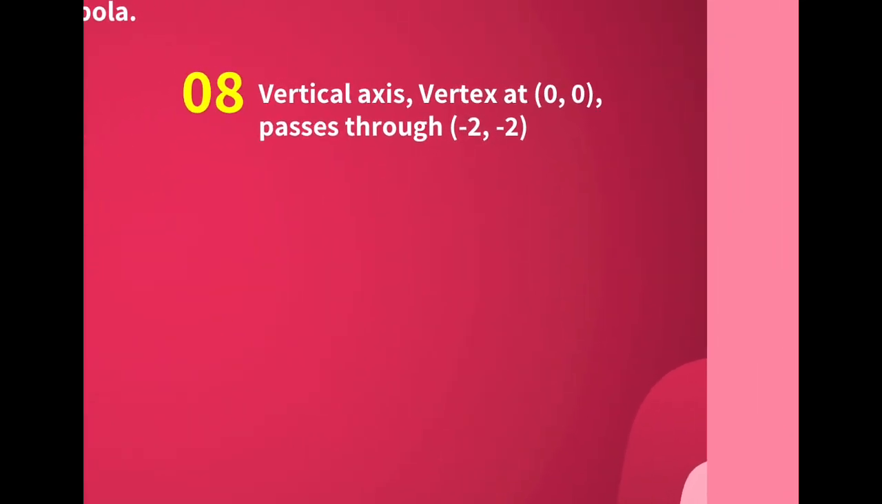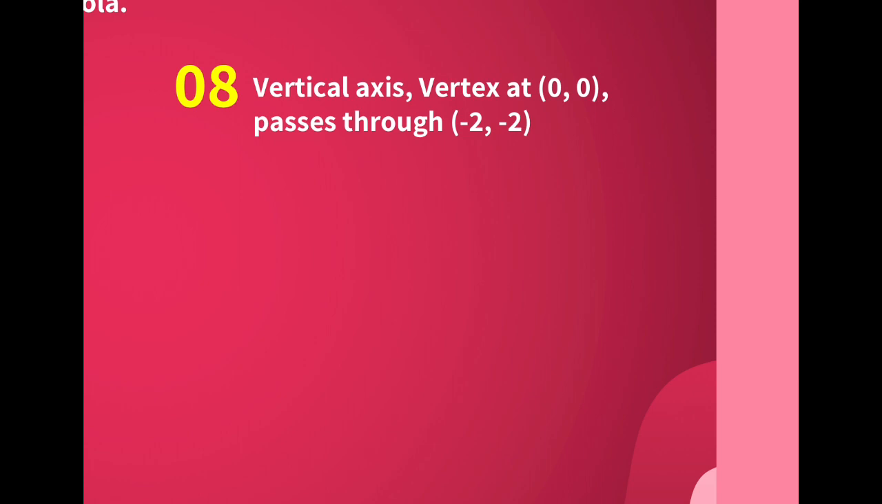Go to 8. This one says it's on the vertical axis, a vertex at 0, 0, and passes through -2, -2. So vertical axis means it's going to either point up or down. A vertex at 0, 0 passes through -2, -2. Now I know it points down. So this is going to be an x squared with a -4p. The vertex is at 0, 0, so I can actually say x squared equals -4py would be my equation.